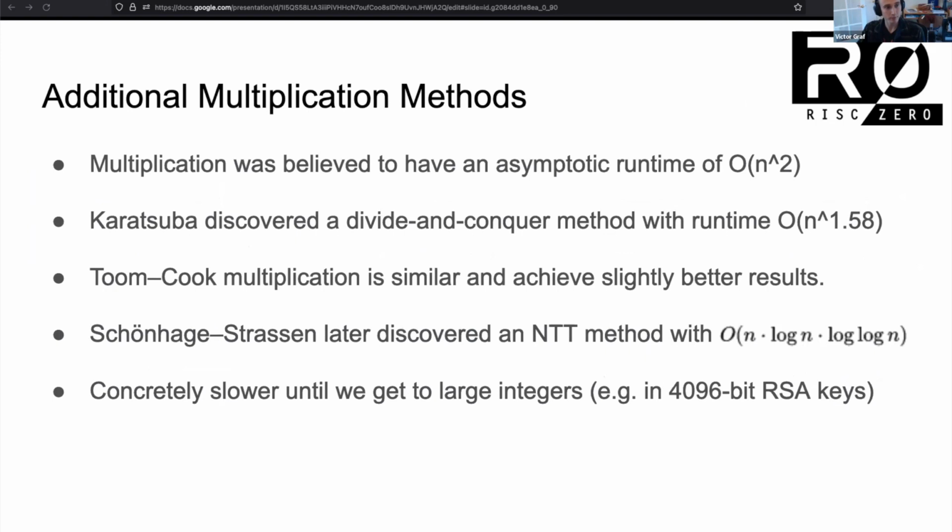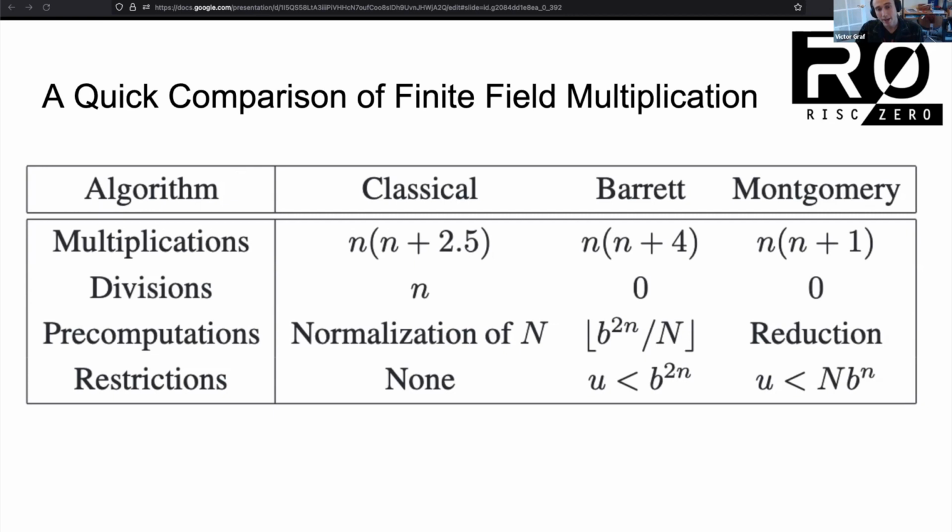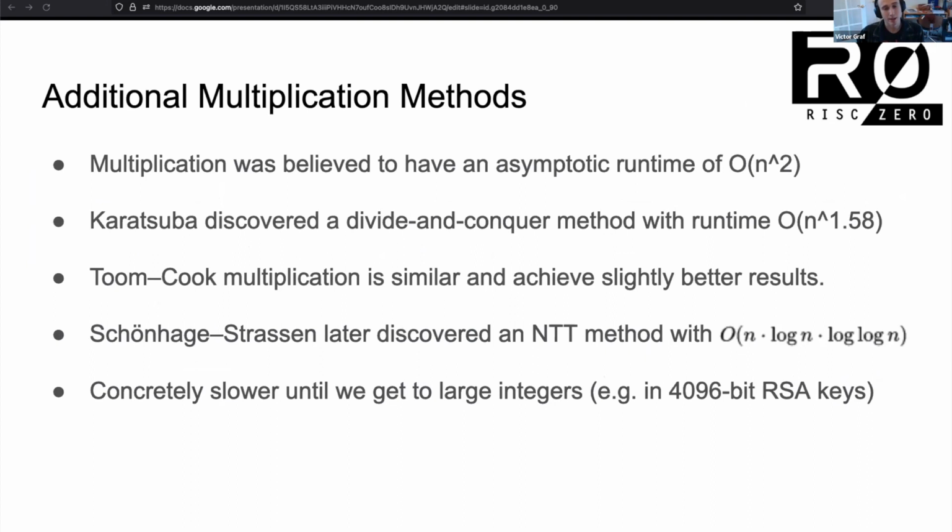Also, I wanted to briefly mention some other alternative multiplication methods. As you saw before, the asymptotic runtime for all of these algorithms is O of n squared, as n, the number of limbs, gets larger and larger. We go from one word integers to 2 words to 4 words to 8 words. If we have massive integers, like our 4096 bit RSA keys, or integers even larger for some other algorithm we're working on, you start to care about your asymptotic runtime in the number of limbs. Multiplication was for a long time believed to have a lower bound of O of n squared, no matter what you did.